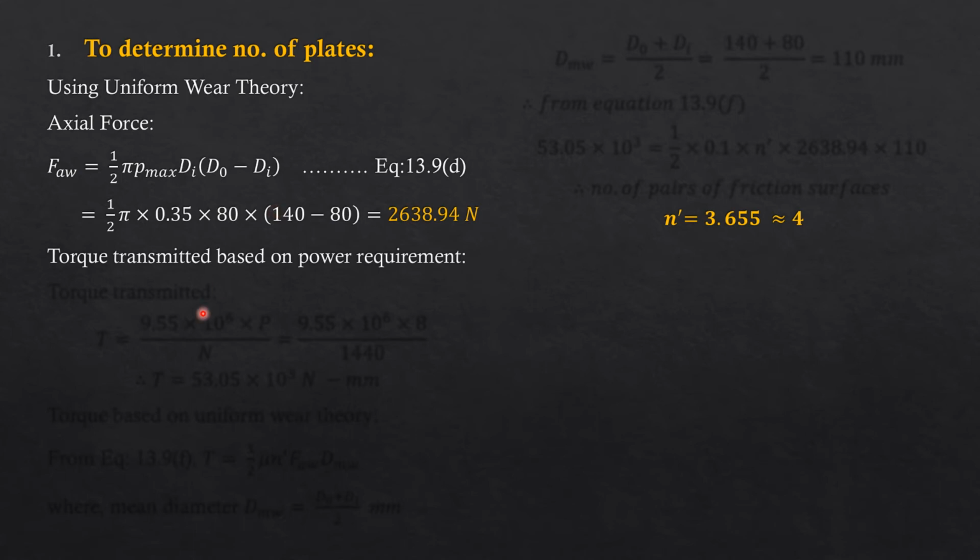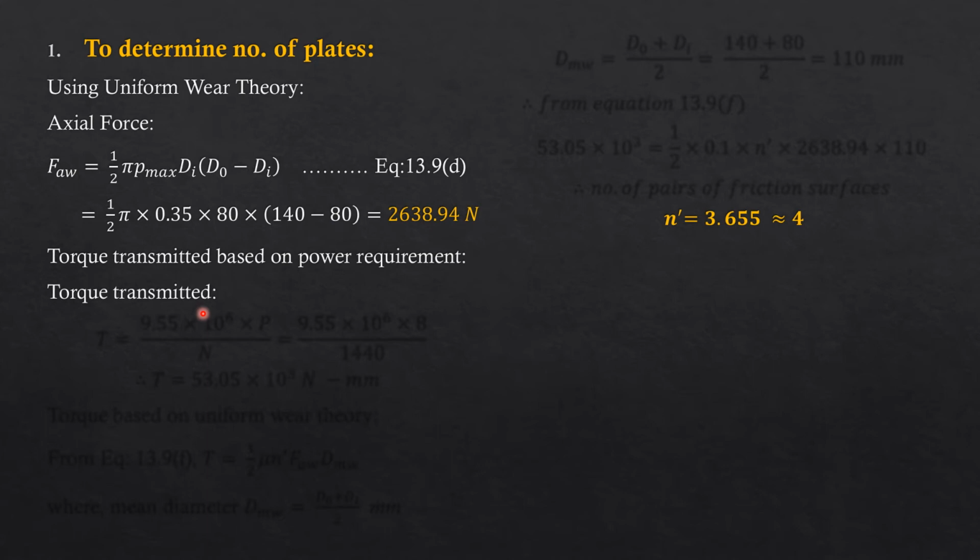Right, now once you know the axial force, then for uniform wear, you have the torque equation. Now, torque equation can be of two types. Since we know what is the power that needs to be transmitted, we can make use of the 2 pi NT by 60 formula and then calculate the torque. That is one way. Then we have also derived a formula for torque based on uniform wear theory, right? So we have two formulas for torque.